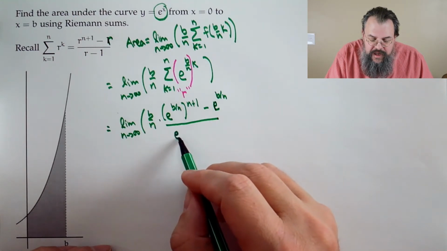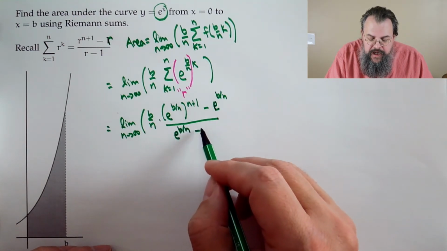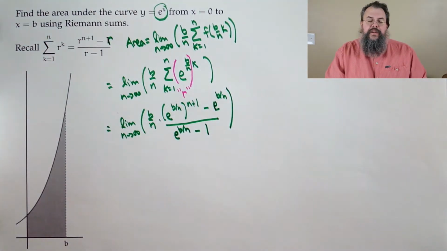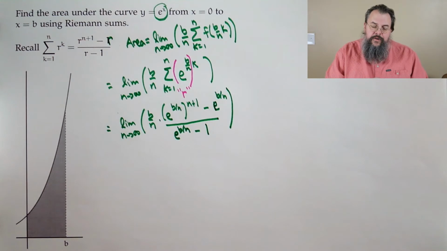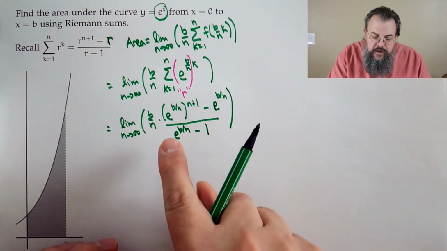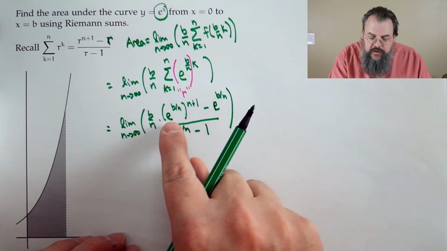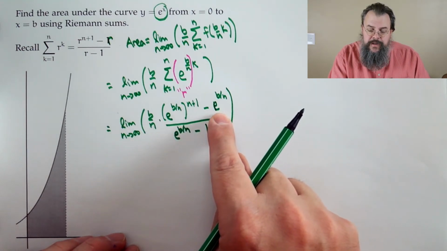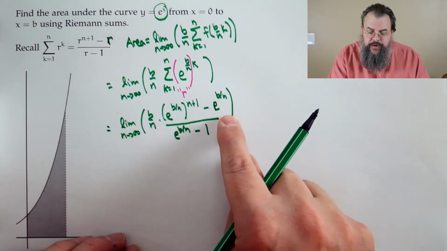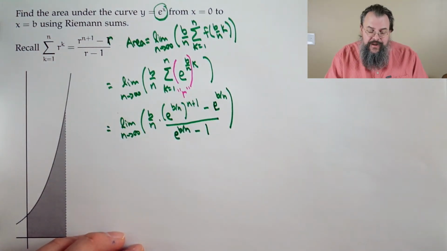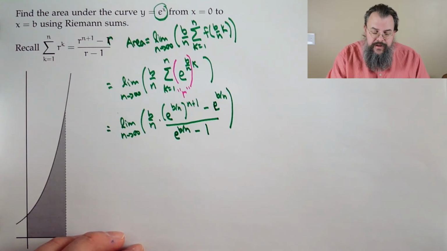Downstairs, it's e to the b over n minus 1. Good. All right, now what can we do? Well, one thing we can do, notice in the upstairs term, both these have e to the b over n. This one actually has n plus 1 of them. This one only has 1 of them. Let's go ahead and pull that out to the front.